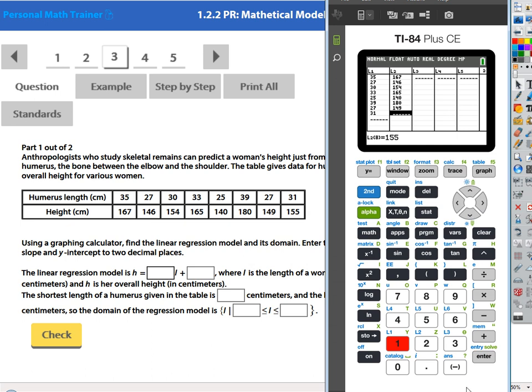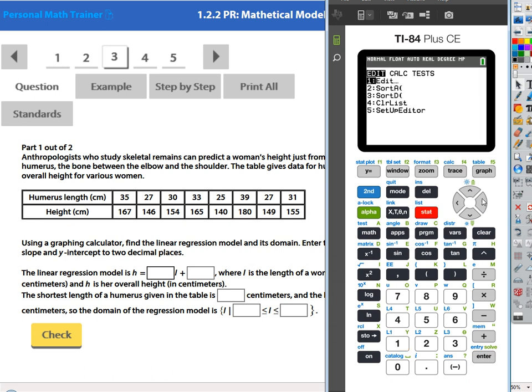Okay, so we get them all in there? Yeah. Once I get the data in there, what do I do? Stat Calc 4. So I go Stat button, scoot to the Calc menu, and I choose option 4, which is linear regression. And then I just go down and hit Calculate, and that's it. Okay, so that gives me my model, right?